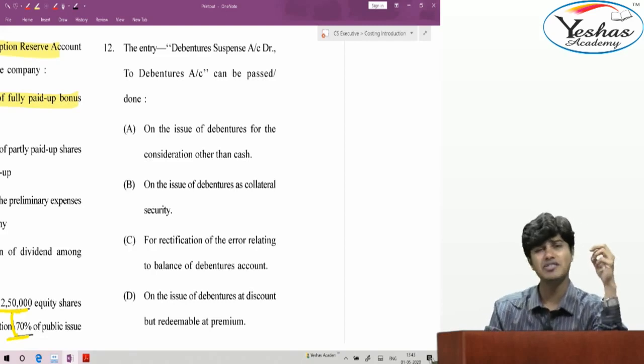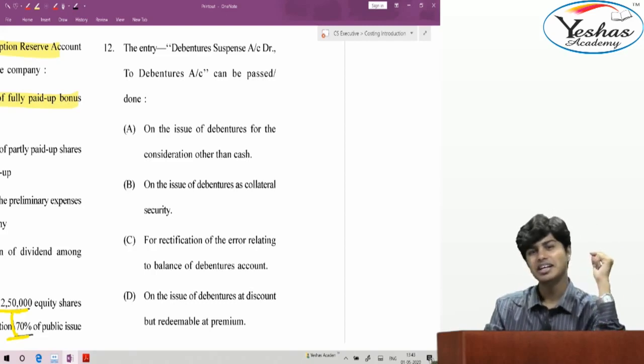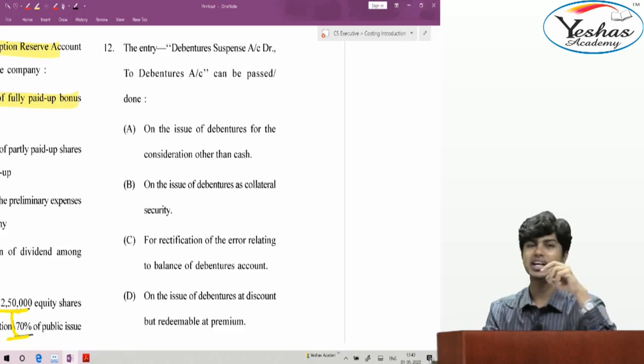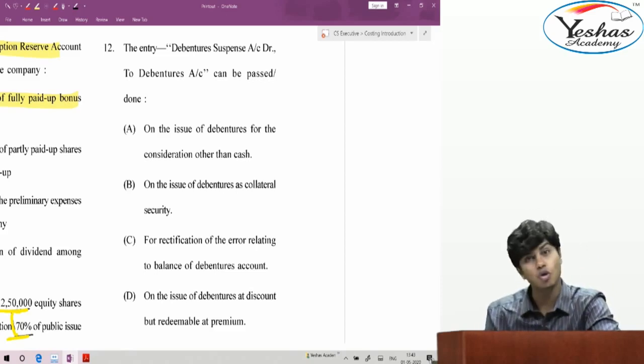That suspense is specifically related to debenture suspense. So we discussed that the journal entry is bank account debit to bank loan, and the second journal entry is debenture suspense to debentures, and later when it is repaid, the entries will be reversed. So this is the entry that we write when the debentures are issued as collateral security.